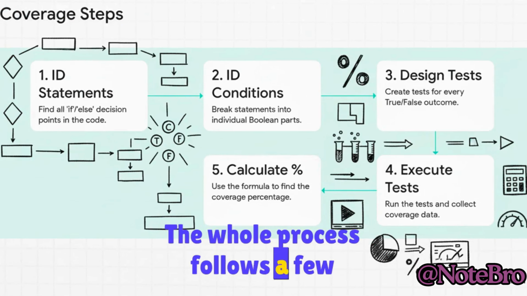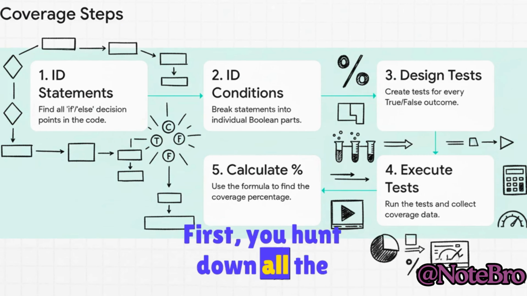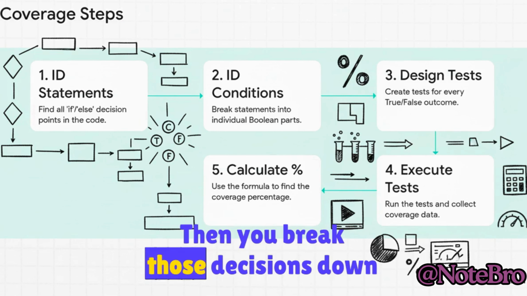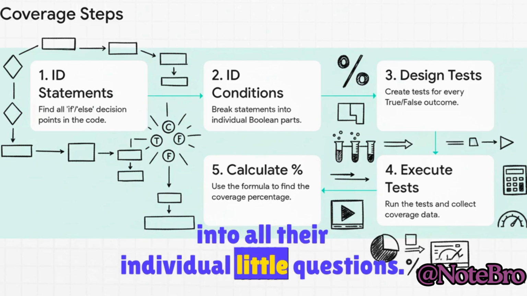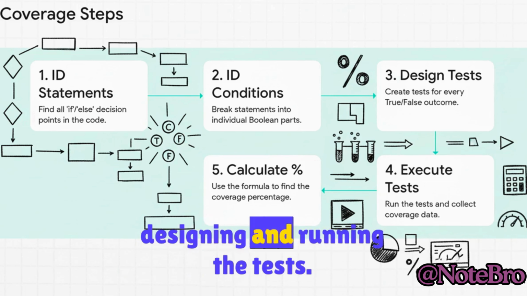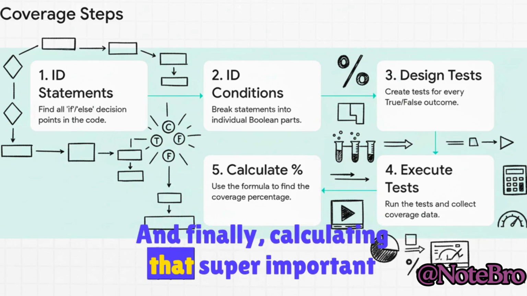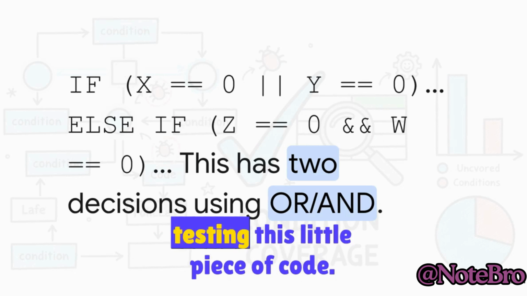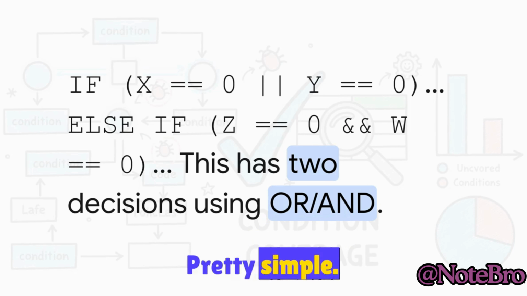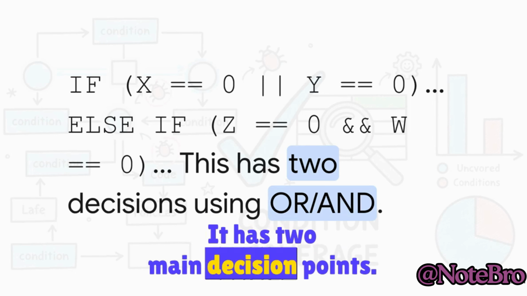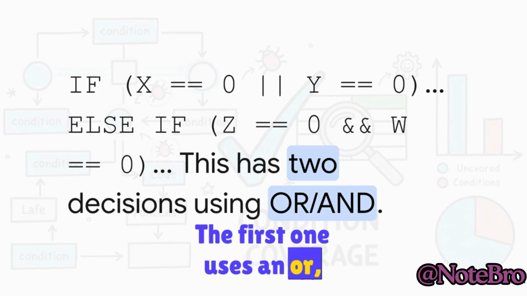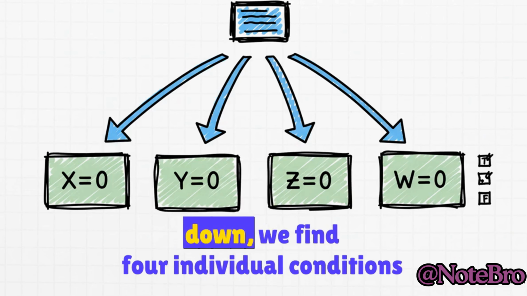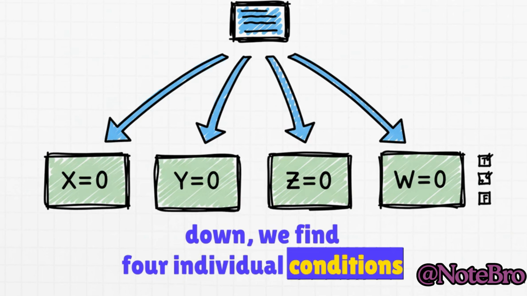The whole process follows a few clear steps. First, you hunt down all the decision points in the code. You know, the if this, then that stuff. Then, you break those decisions down into all their individual little questions. After that, it's all about designing and running the tests. And finally, calculating that super important coverage percentage. So, let's say we're testing this little piece of code. Pretty simple, right? It has two main decision points. The first one uses an or, and the second one uses an and. Now, if we break that code down, we find 4 individual conditions that need testing.